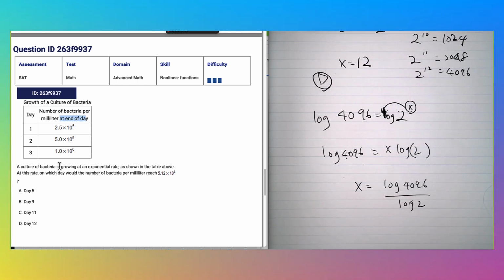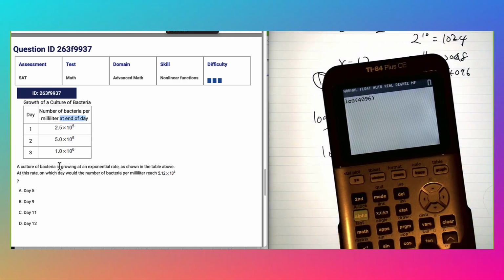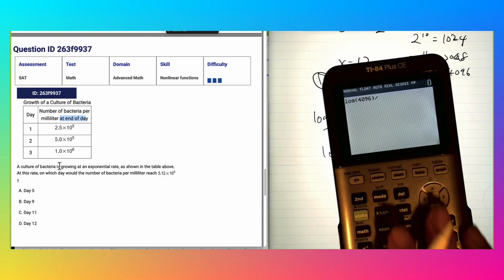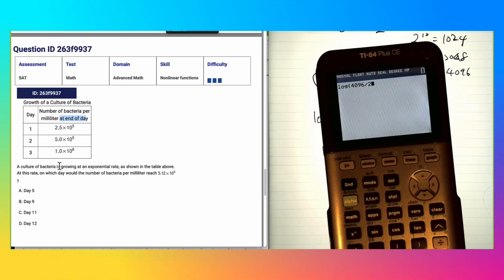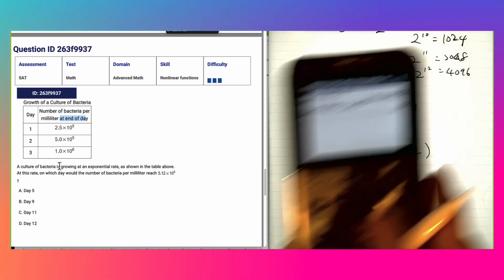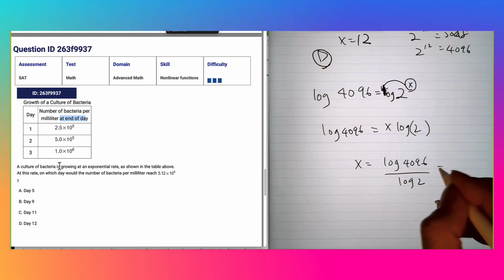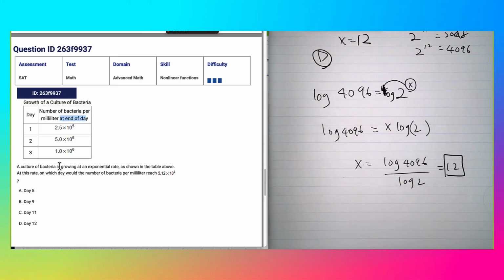And when you put that in your calculator, very common mistake, do not just divide like that, okay? You cannot do this. You've got to actually put both, log 4096 divided by log of 2, and now we get 12. Okay, either way is going to work.